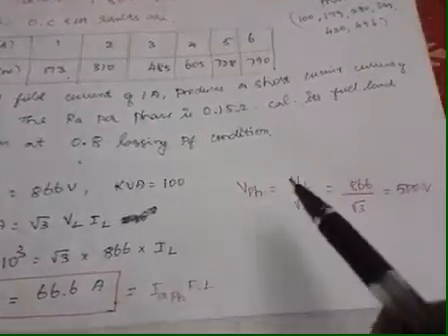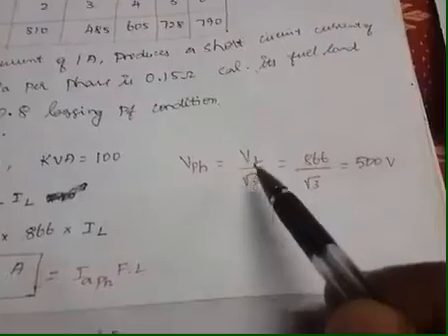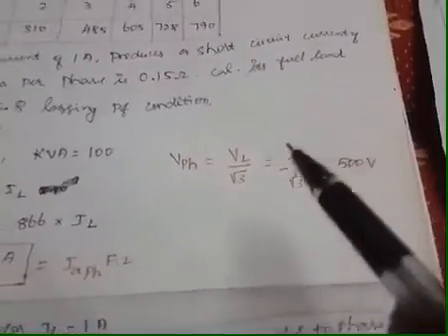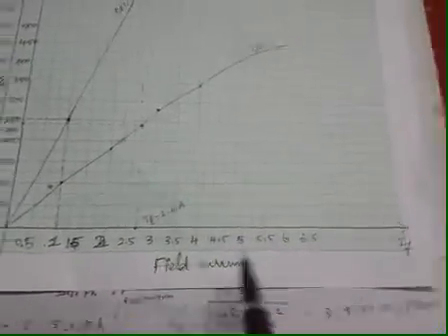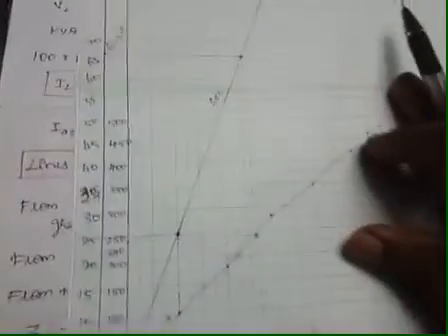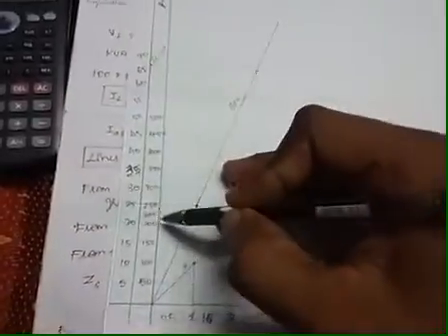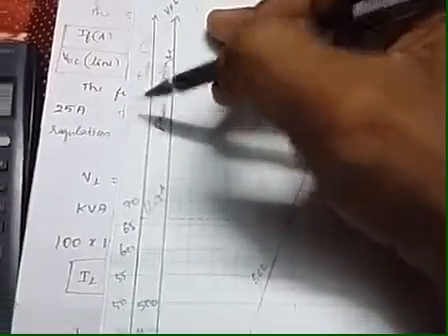Next you can find the V phase. In star connection, V phase equal to VL by root 3. So 866 divided by root 3 equal to 500 volts. Now you can make a graph. For the graph sheet, take the x-axis as the field current, and there are two y-axes: one is the phase voltage and the other is the short circuit current.